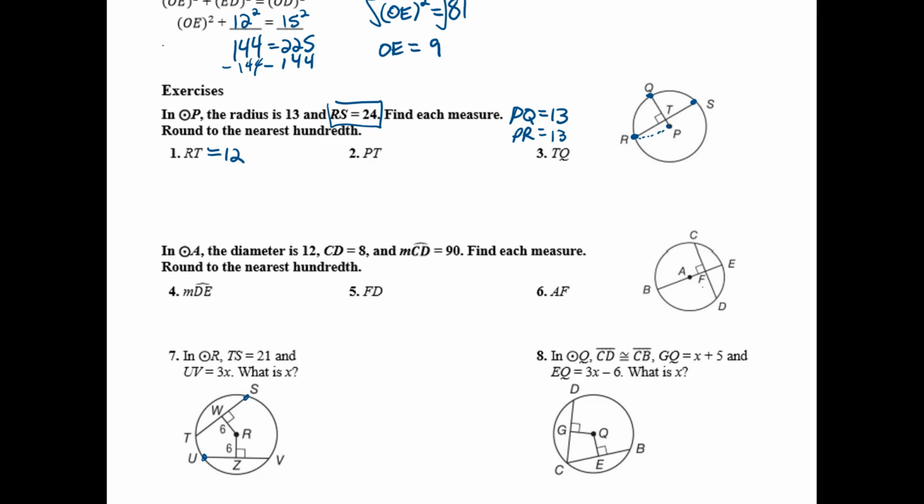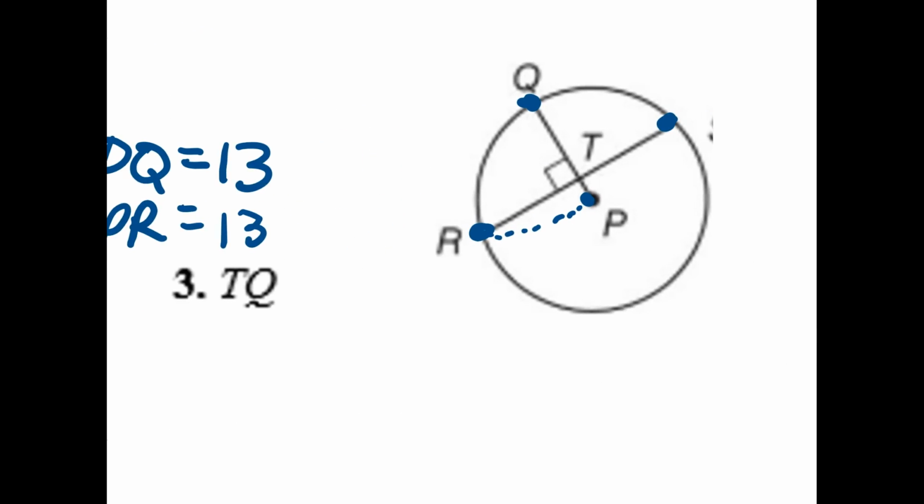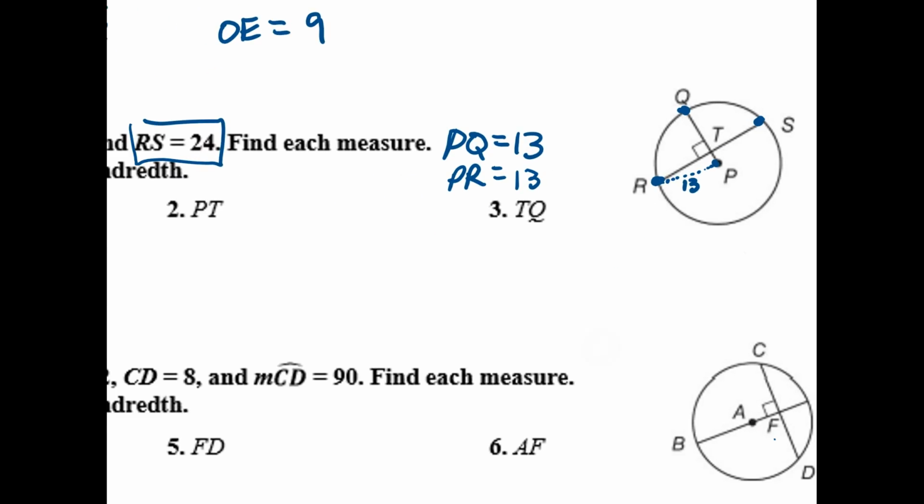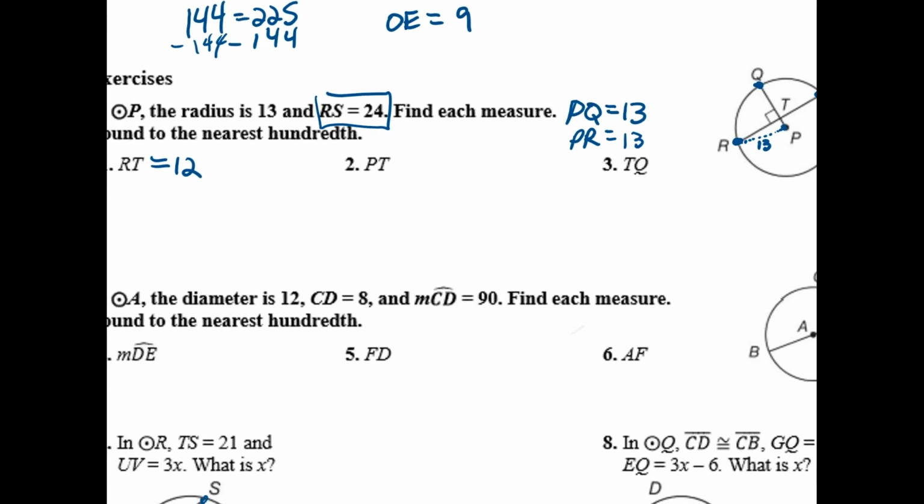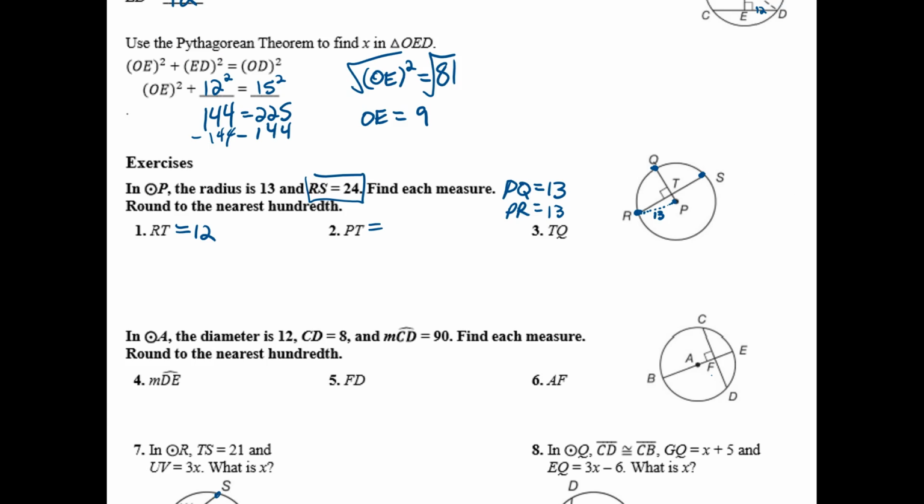So this line segment here, and I'm going to zoom in, I'm going to show you that this line segment here is also a radius, and it is equal to 13. So I can use the Pythagorean theorem to determine what the length of PT is going to be. What I'd like you to do is pause the video, see if you can find the value of PT, and then we'll unpause the video and fact check.